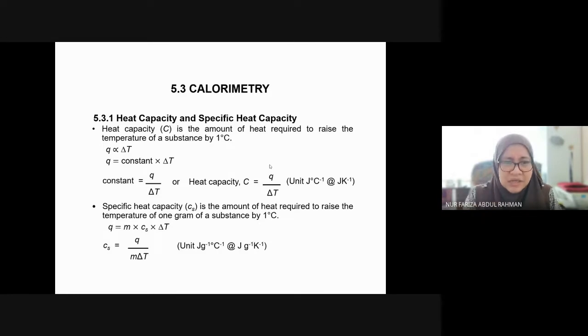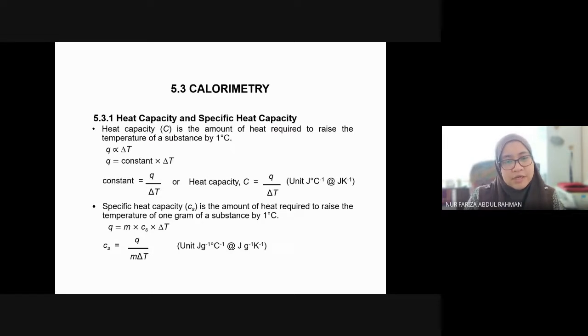In physics, during your SPM, you are already familiar with this term. So we will just recap, and by right we will go through it very briefly. But you know me, my briefly is twice as long as other people's briefly. Okay, heat capacity and specific heat capacity.